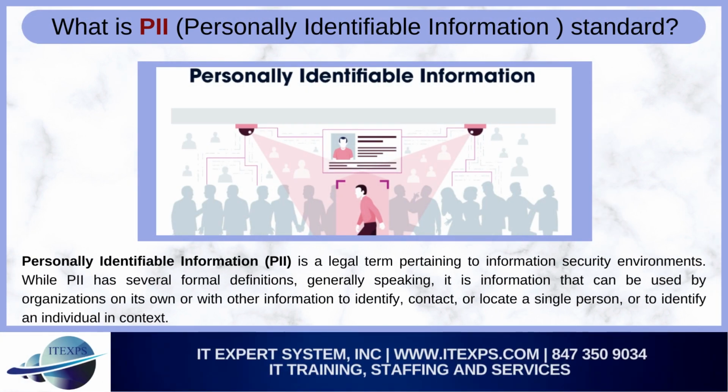What is Personally Identifiable Information Standard? Personally identifiable information is a legal term pertaining to information security environments. While PII has several formal definitions, generally speaking, it is information that can be used by organizations on its own or with other information to identify, contact, or locate a single person, or to identify an individual in context.